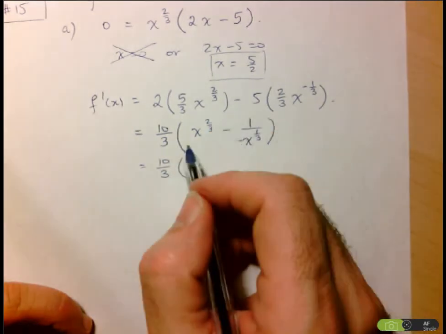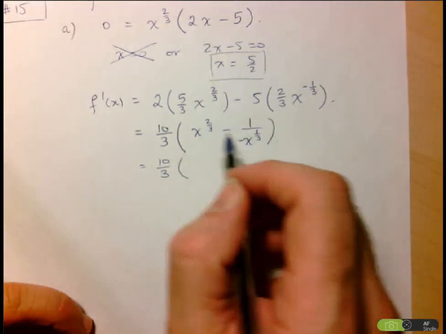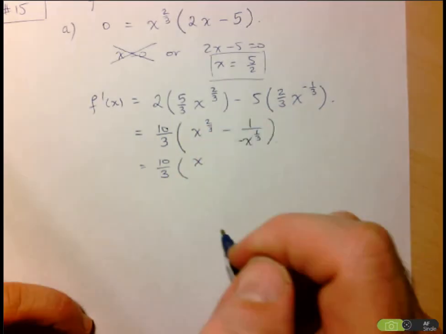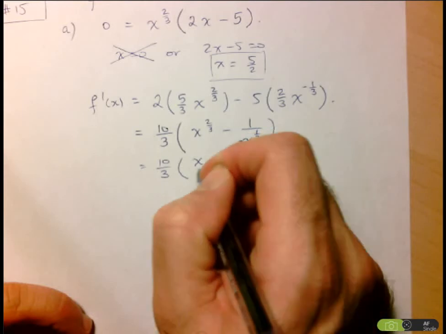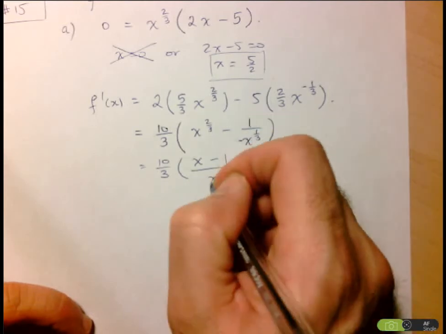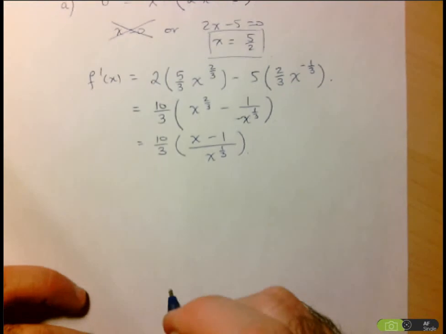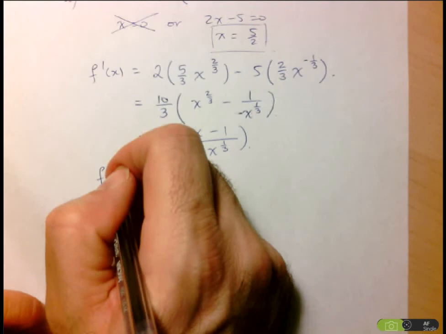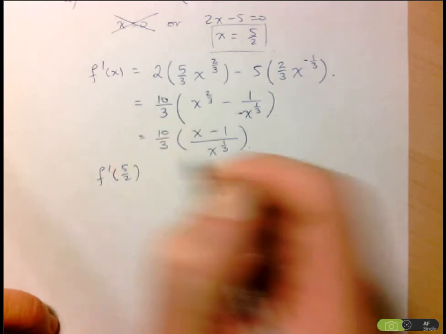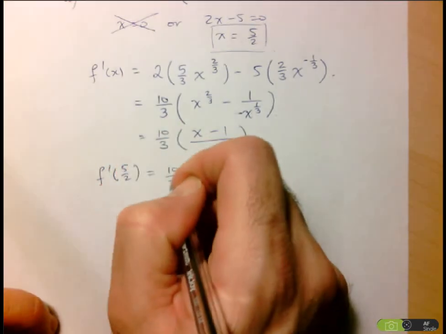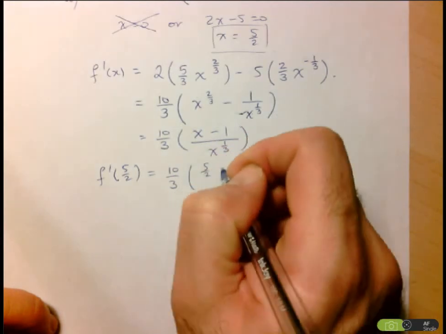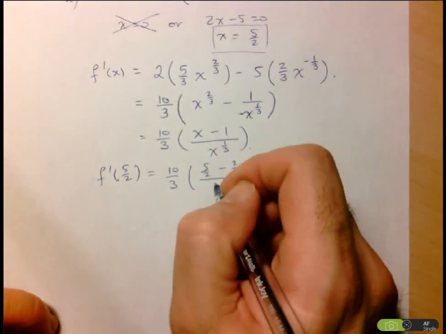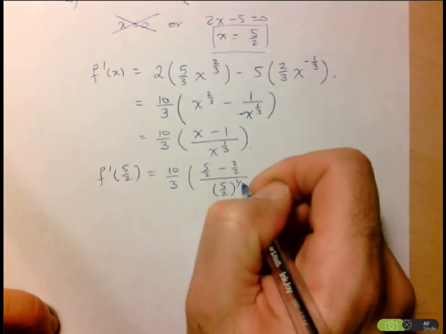So 10/3, and here our common denominator will be x to the 1/3. So x to the 1/3 times x to the 2/3 is just equal to x, because 2/3 plus 1/3 is 1, and minus 1, all over x to the 1/3. I think we'll stop there in terms of simplification. Now we can go ahead and determine the derivative at 5/2. So 10/3, and here 5/2 minus 1, which is just 2/2, and then 5/2 to the 1/3.